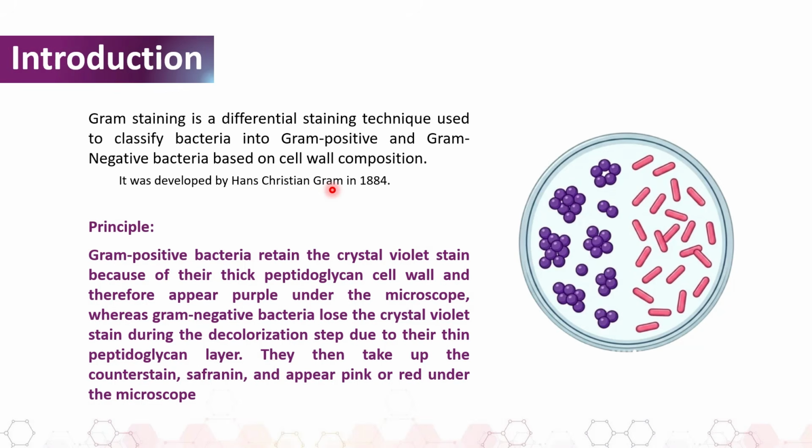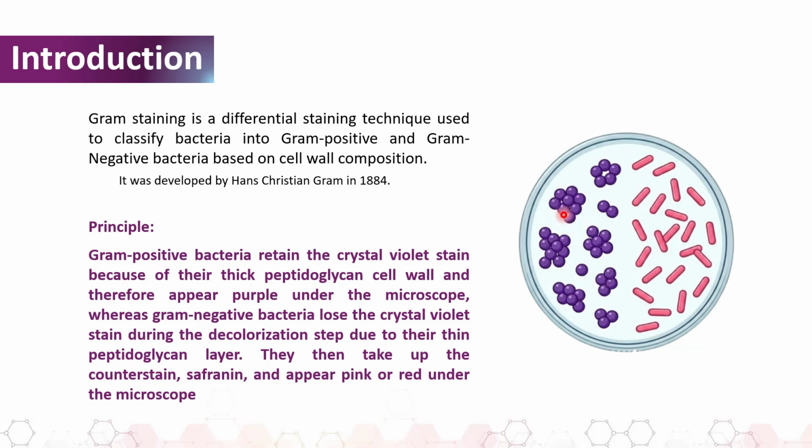So the principle is that gram-positive bacteria retain the crystal violet stain because of their thick peptidoglycan cell wall and therefore appear purple under the microscope, whereas gram-negative bacteria lose the crystal violet stain during the decolorization step due to the thin peptidoglycan cell wall, and as a result pick up the counterstain, which is the safranin, and appear pink or red under the microscope.